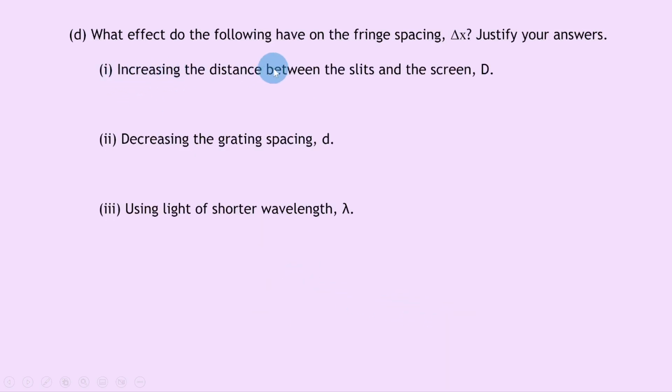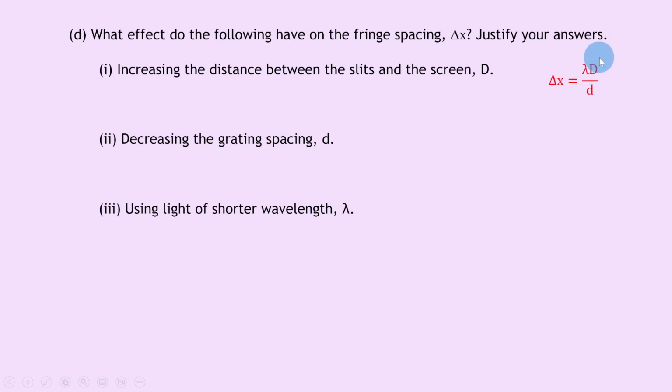Part D says what effect do the following have on the fringe spacing delta x? Justify your answers. Well, we can make use of the equation that we just derived, delta x equals lambda big D over little d, to think about the effects on the different variables here. So the first part says increasing the distance between the slits and the screen, capital D.